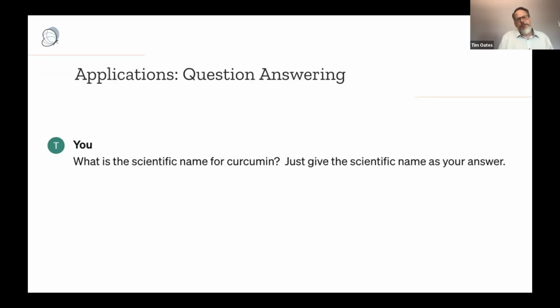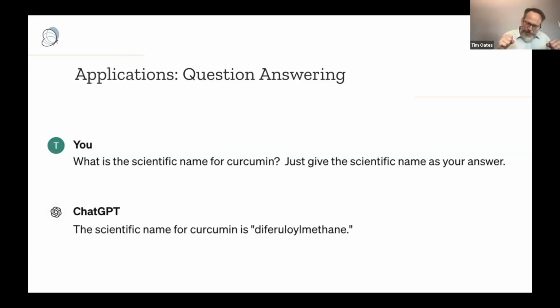What you can do then is you can modify it and say, what is the scientific name for curcumin? Just give the scientific name as your answer. And it goes, okay, the scientific name for curcumin is, boom, there it is.